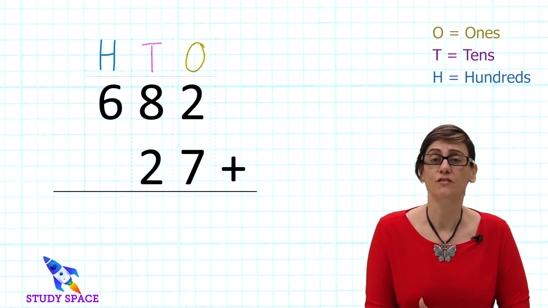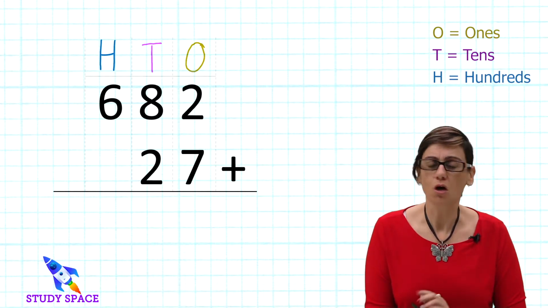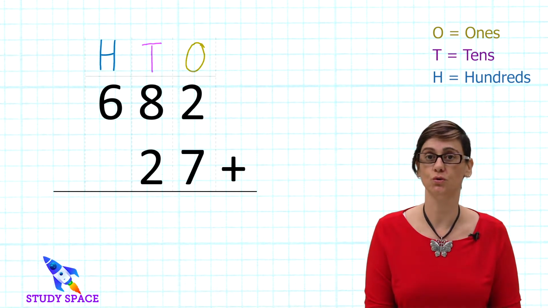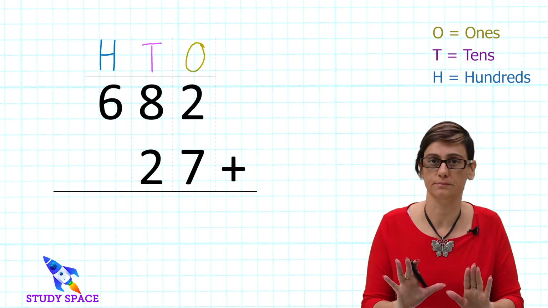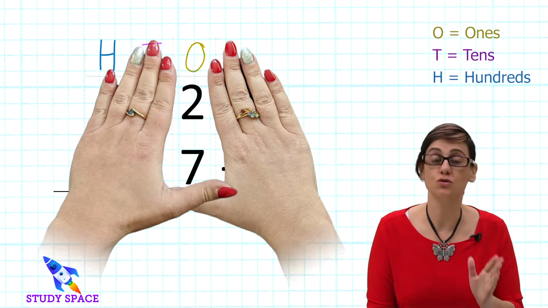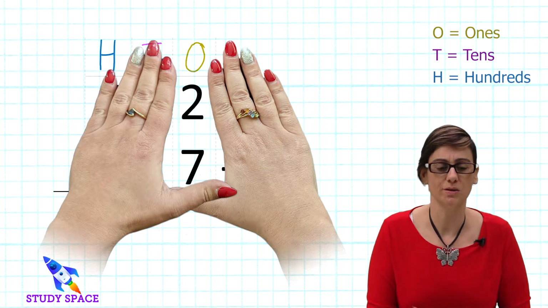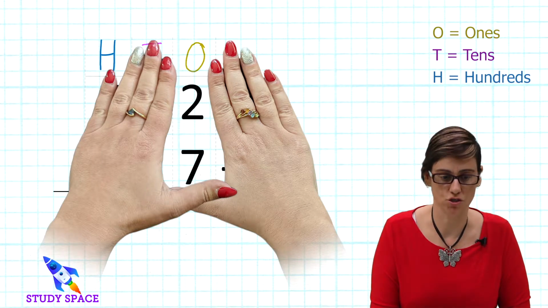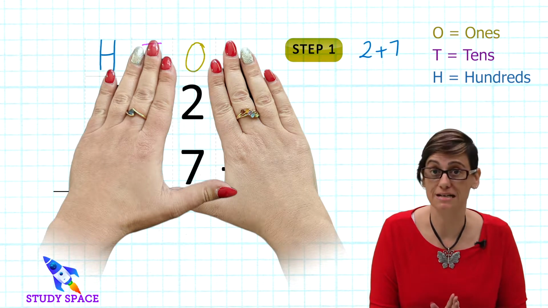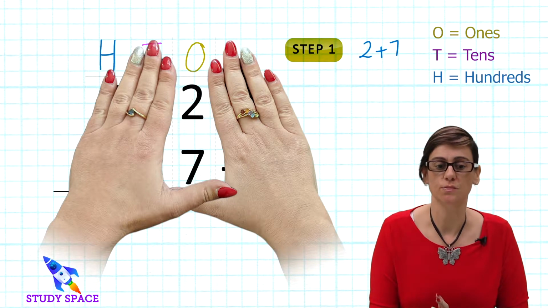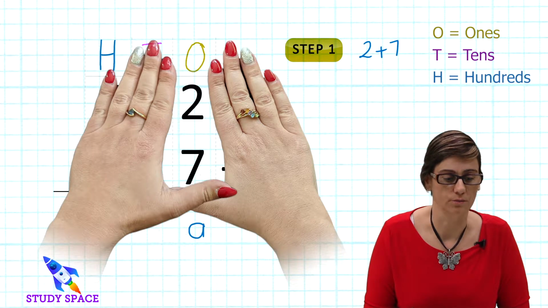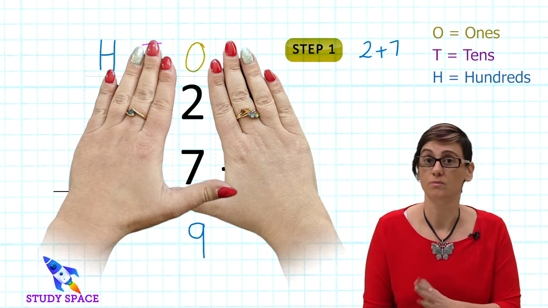Okay, so our first step is not to worry about the whole question as a whole. I want you to just worry about the one column. Our first column is the ones column, and we need to only worry about the 2 and the 7. So what this question is asking us to do is to just add 2 plus 7. That's all it's asking us to do. So 2 plus 7 is 9. So we put that down the bottom of the ones column. Okay, that's it now. We've dealt with the ones.